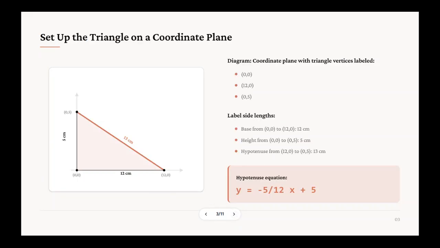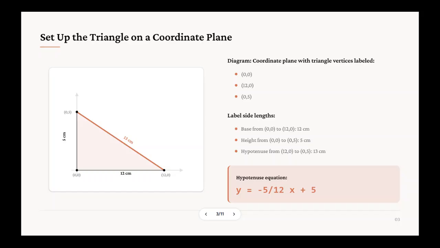Now, how do we turn a physical shape into something a computer or a derivative can understand? We have to translate geometry into analytic geometry. Imagine overlaying a grid on our triangle. By placing the 90 degree vertex directly at the origin (0, 0), we turn the triangle legs into our x and y axes. This is a strategic move. It means the base of our triangle now lies along the x-axis from 0 to 12, and the height climbs the y-axis from 0 to 5.